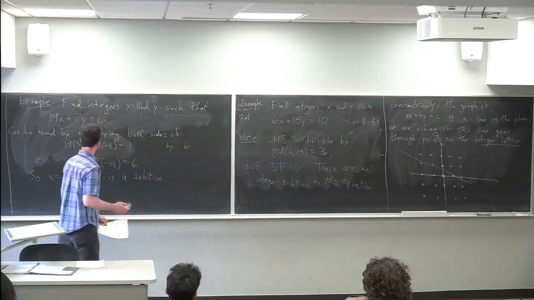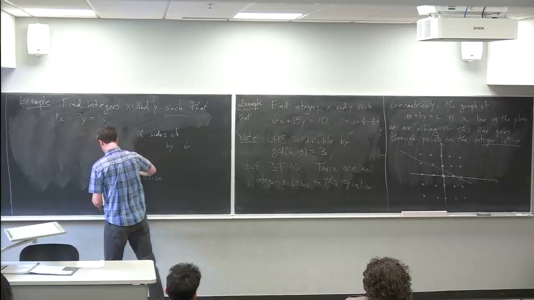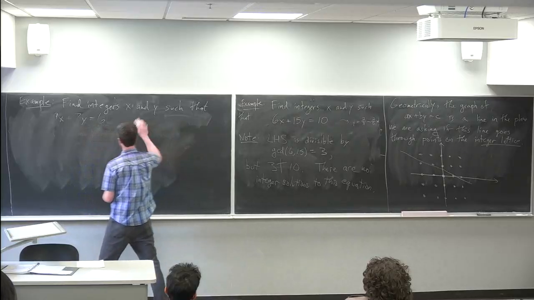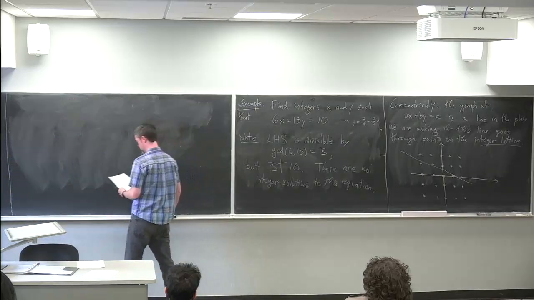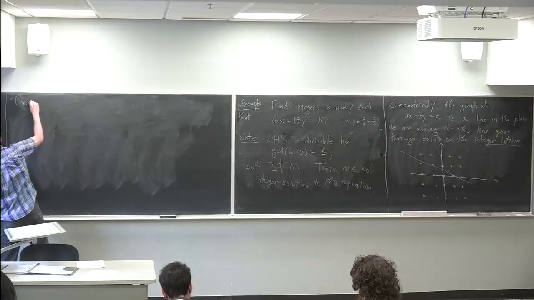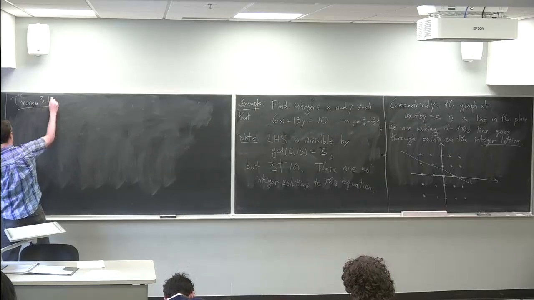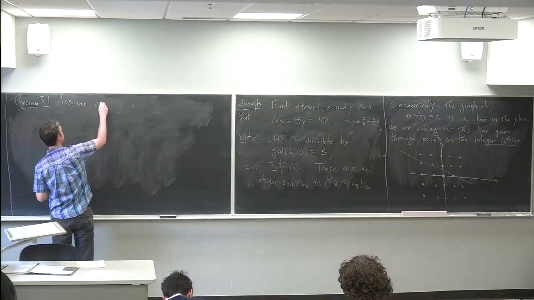Here's a theorem. Actually, it's a big, massive two-part theorem. It's like two theorems. It's going to give us the whole story. So we're going to assume A, B, C are integers.